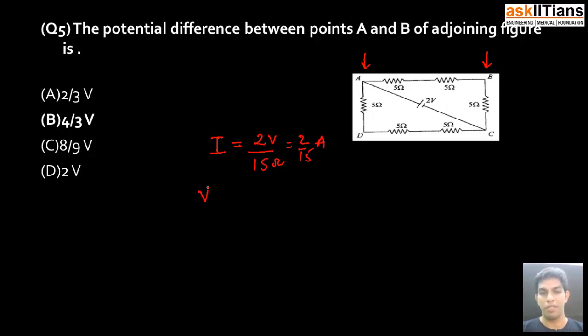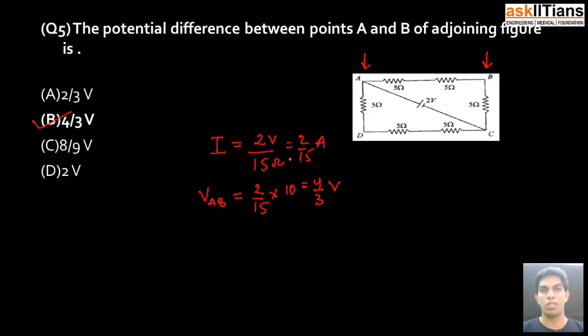Now the potential difference across points A and B, let's denote it by VAB, is equal to the current flowing through it, that is 2 by 15, multiplied by the resistance across AB, that is 10, which gives me the value 4 by 3 volt. Hence B is the correct answer.